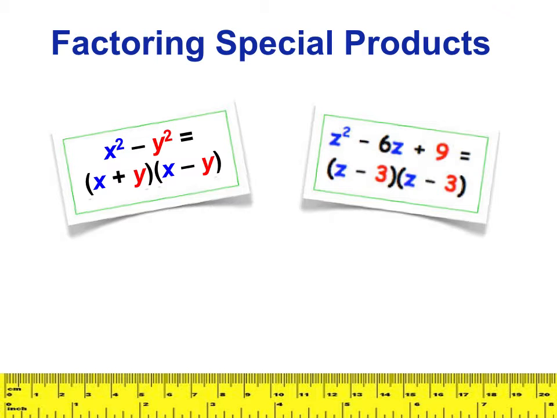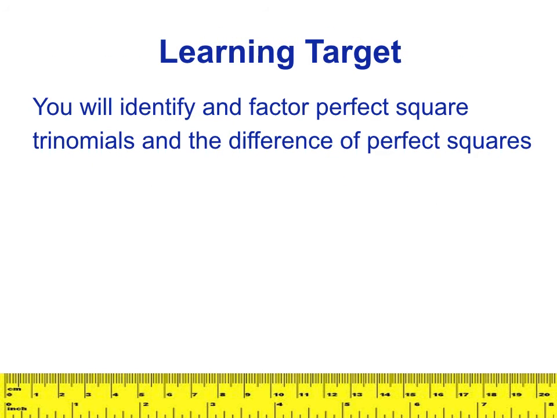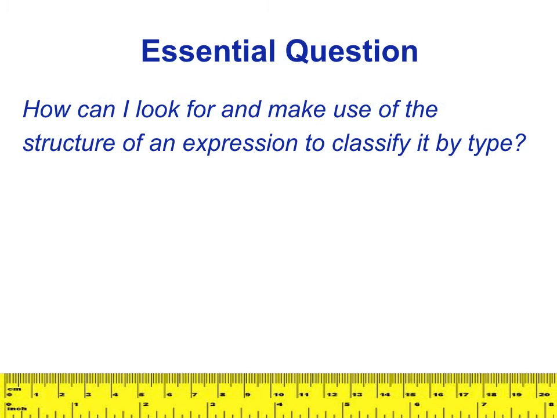Factoring special products. Your learning target: you'll identify and factor perfect square trinomials and the difference of perfect squares. How can I look for and make use of the structure of an expression to classify it by type?